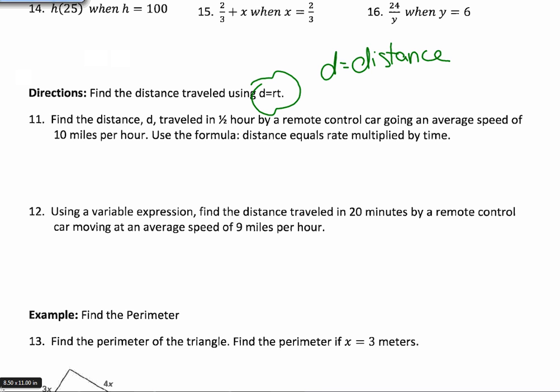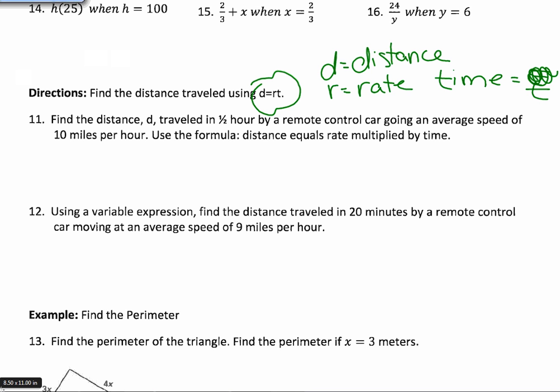Distance is usually measured in miles, feet, inches, something like that. R is my rate, how fast something's going, 5 miles an hour, 30 feet per second, and T would be time. Okay, so question number 11.